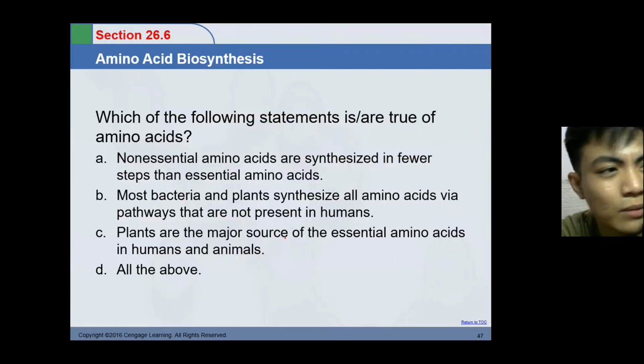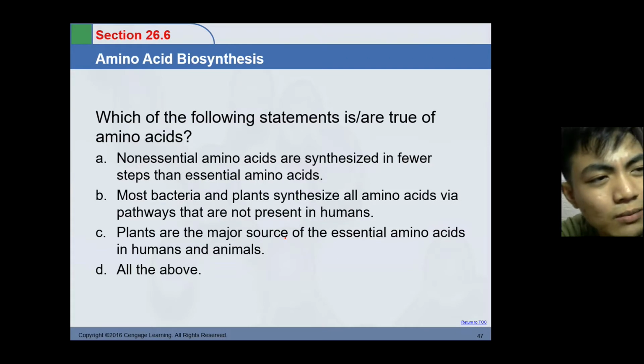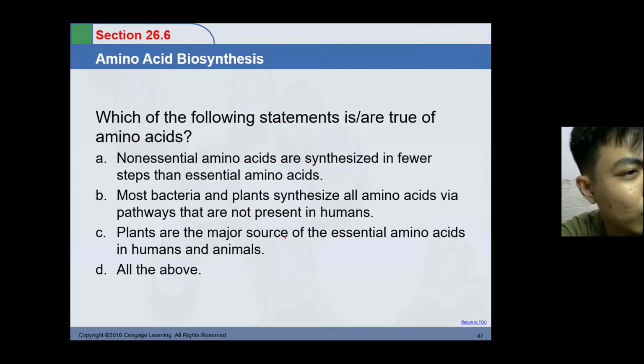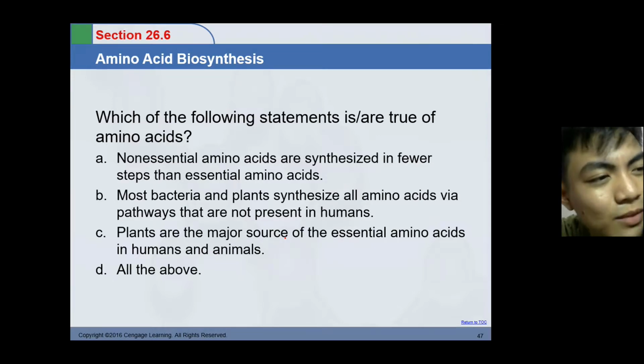So, let's read this problem. Which of the following statements is true of amino acids? Letter A, non-essential amino acids are synthesized in fewer steps than essential amino acids. So, yeah, that is true. Kakasabi lang natin eh. Pangalawa, most bacteria and plants synthesize all amino acids via pathways that are not present in humans. That is correct, no?